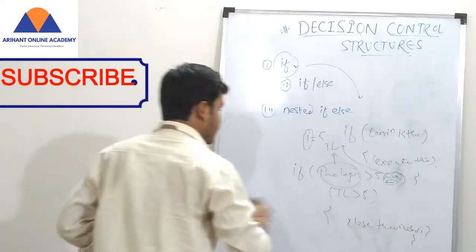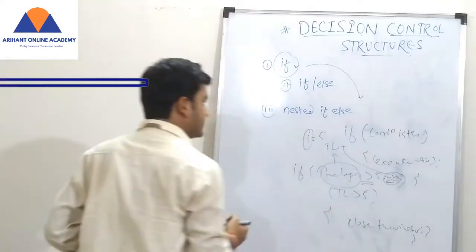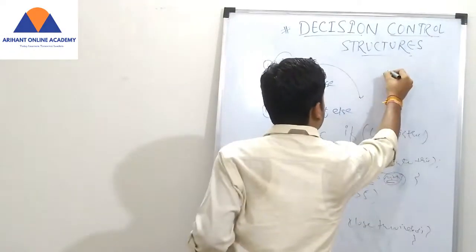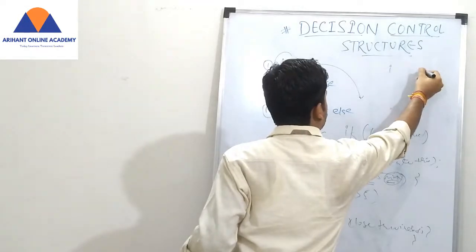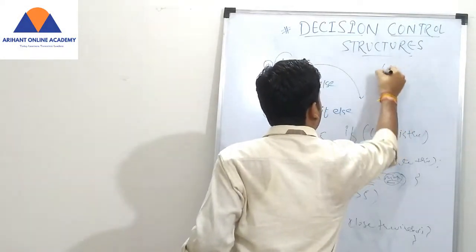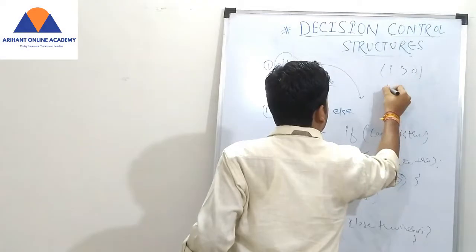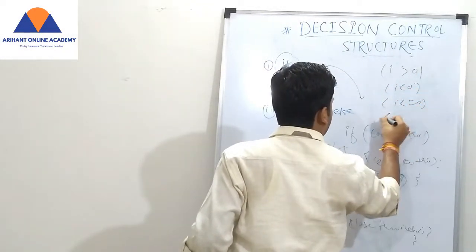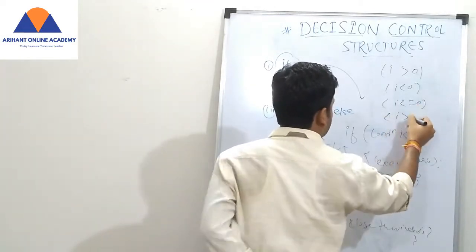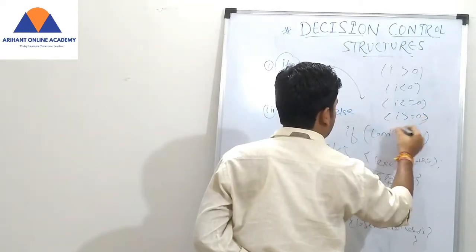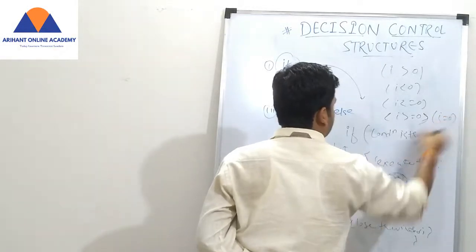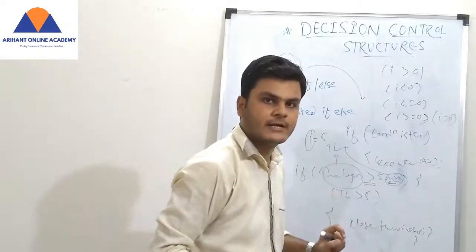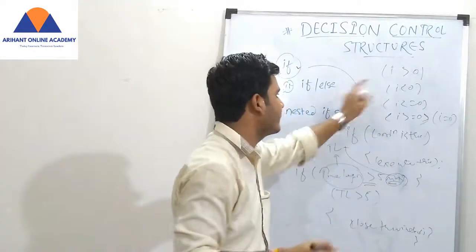Now there should be a condition like greater than or less than. There are basically 5 conditions. A variable should be there, I, and a digit, suppose 0 or whatever. I is greater than 0, I is less than 0, I is greater than or equals to 0, I is less than or equals to 0, and I equals to 0. These 5 conditions can be present in an if conditional statement.